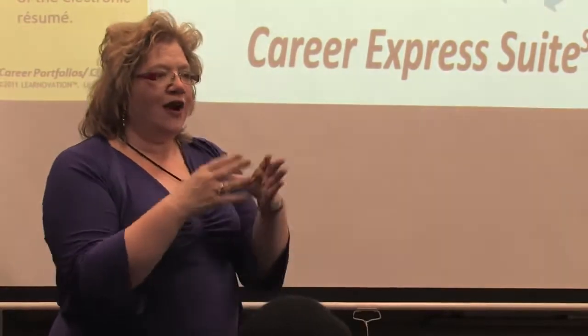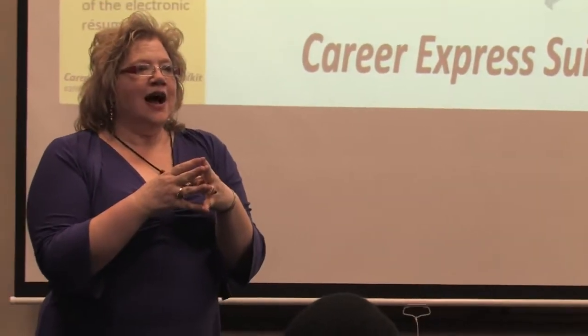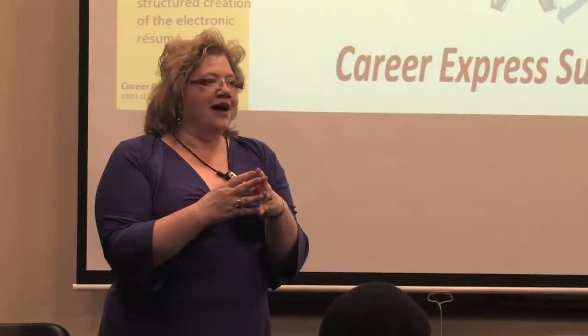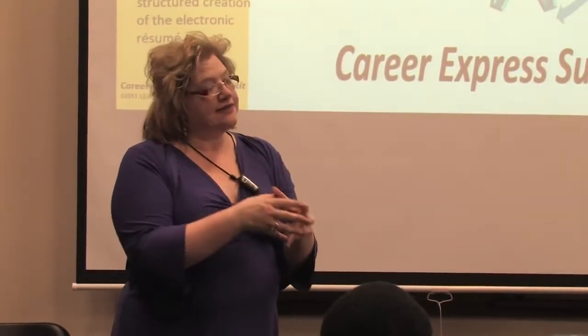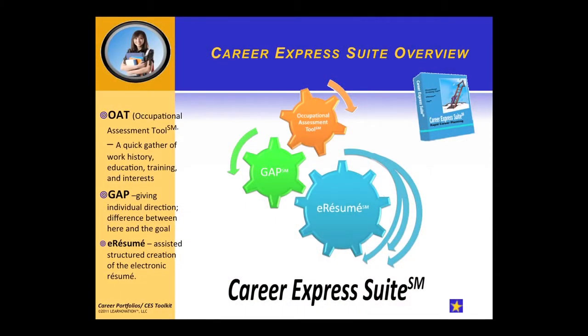Okay, the software has 3 components. All of them each operate independently but play nicely together. We have an OAT, outcome assessment tool piece for occupations, GAP, which is where we take a look at where I am, where I want to go, and the stuff in between I need to get done, and then the e-resume tool.